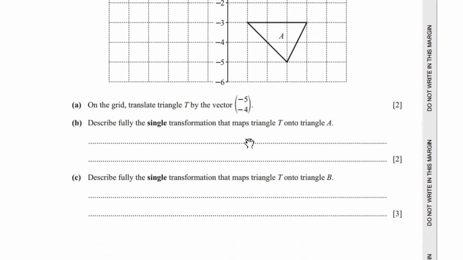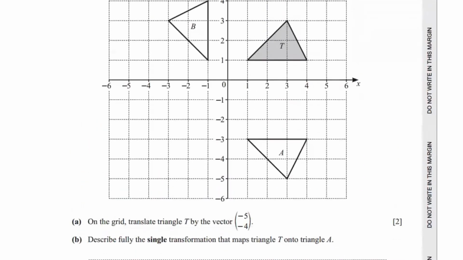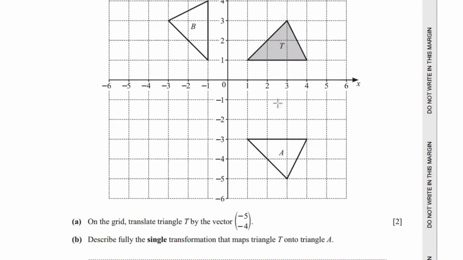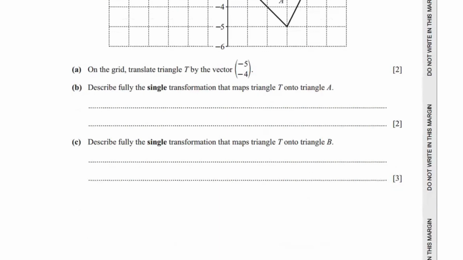Then describe fully the single transformation that maps triangle T onto triangle A. That is a reflection in the line y equals negative 1. Because we can see that the direction is opposite, and it's 2 units from the mirror line for the reflection and the original shape. So y equals negative 1 is the mirror line, reflection in the line y equals negative 1.